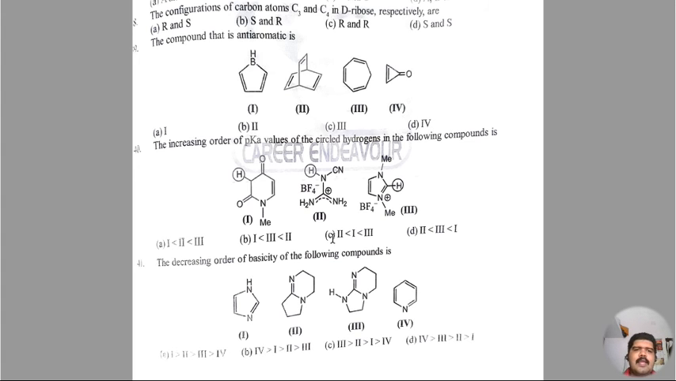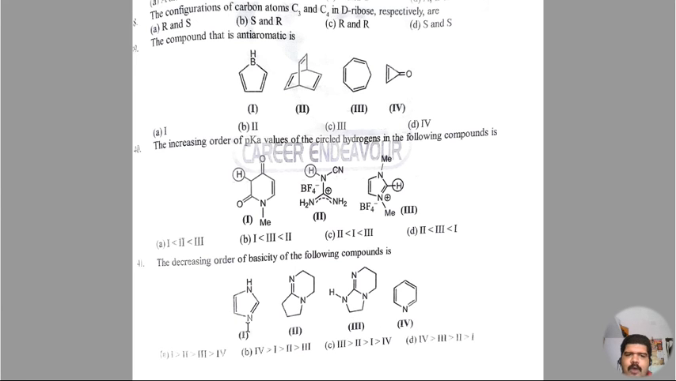Now, coming to the next question, the decreasing order of basicity of the following compounds. Here you are given 4 compounds. Look at the first one. This nitrogen is sp3, this nitrogen is sp2, this nitrogen is also sp3, this nitrogen is sp2, and we all know sp3 nitrogens are more basic than sp2. So we can say out of these, 1 and 3 will be more basic when compared to 2 and 4.